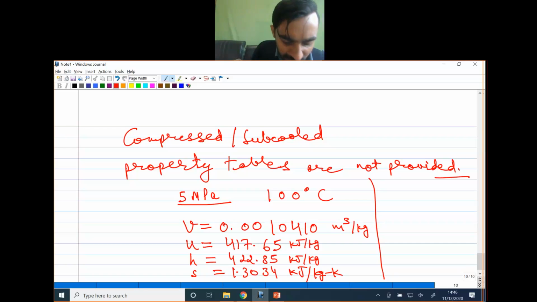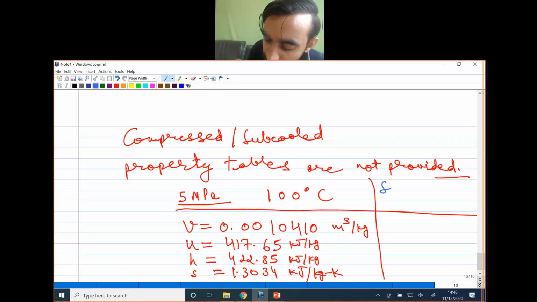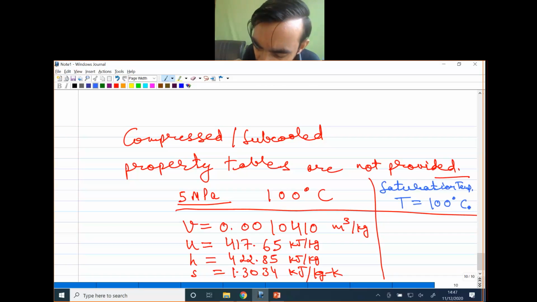Now what I am asking you to do is simply go to the saturation temperature table. All of you please go to the saturation temperature table, and corresponding to a temperature of 100 degrees Celsius, write down the corresponding properties for the saturated liquid state.